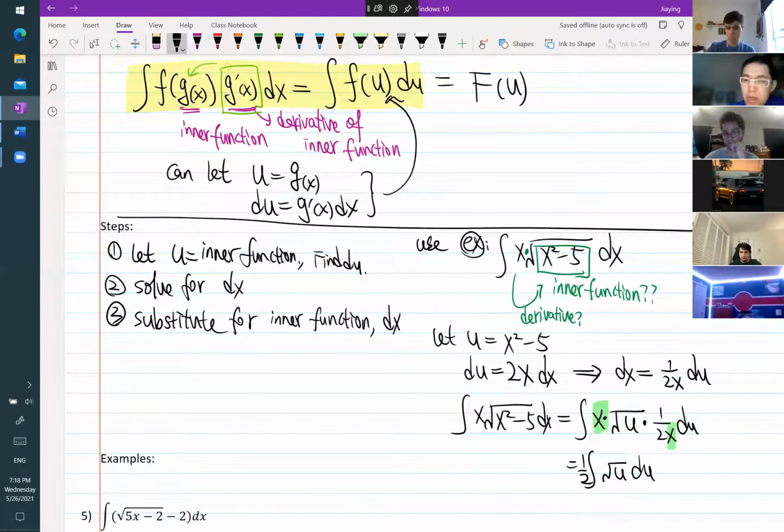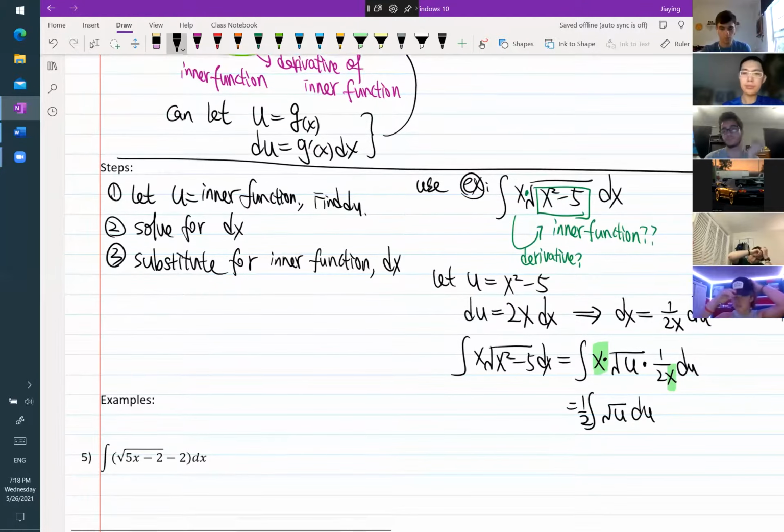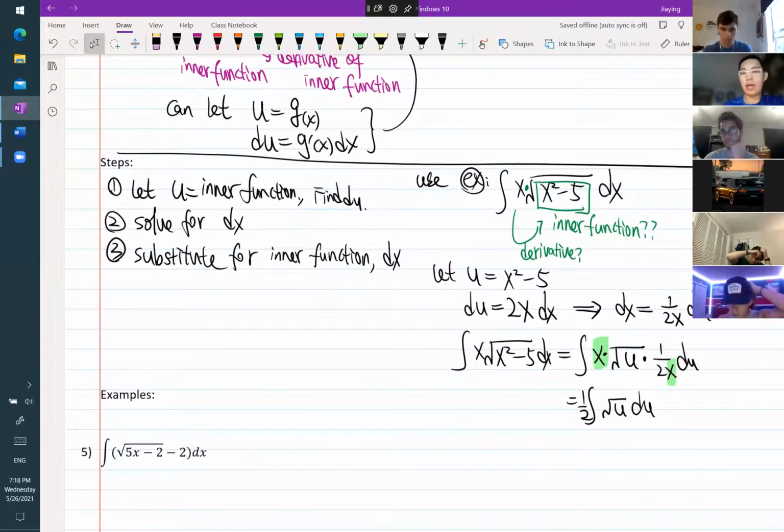Square root of u du. So as you can see, now the integral we have just has u. It doesn't have x in it, just u du. That's it. It doesn't have any function of x in there. Now we can integrate this directly.